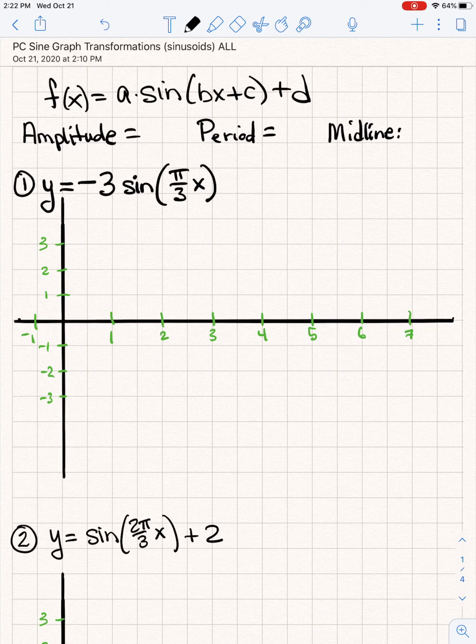Sinusoids, all types of transformations in one graph. Let's see what you know and what you've learned in the individual lessons as you've worked on your sine graphs and actually cosine graphs too.